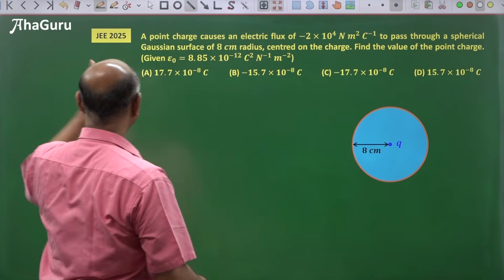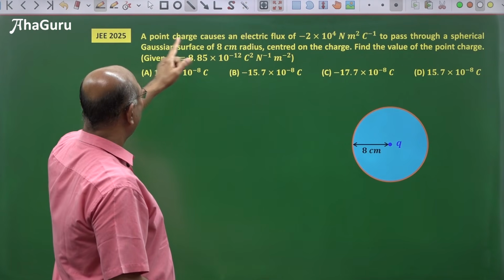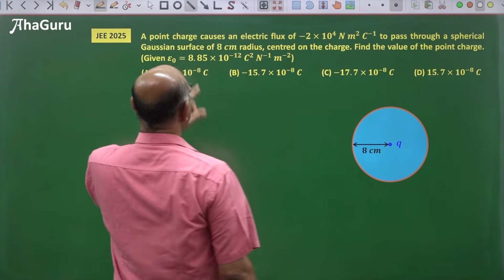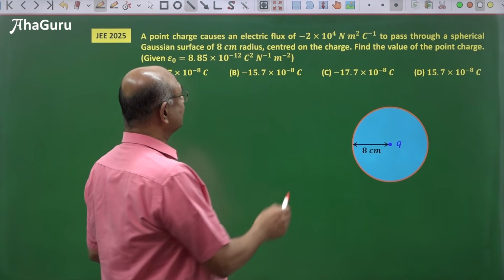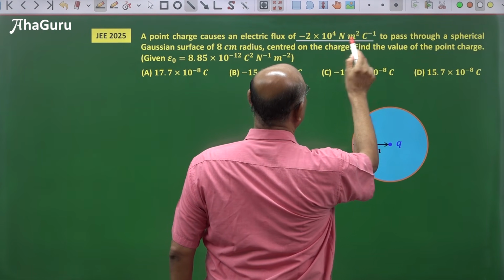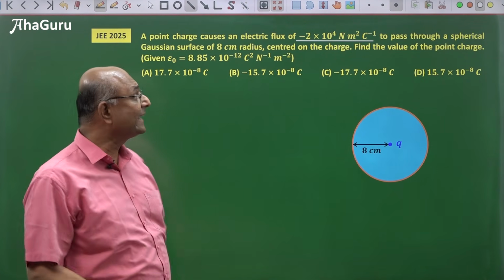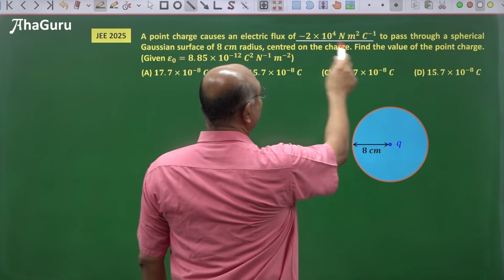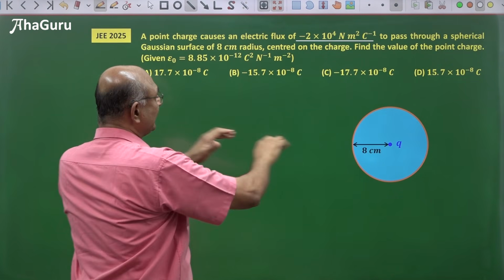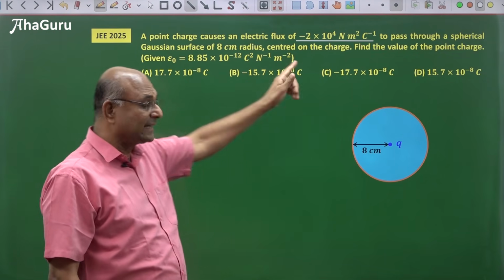Let us now look at this question that appeared in the JEE in 2025. There is a point charge Q that causes an electric flux of -2 × 10^4 Newton meter square per coulomb. So in SI units, notice it is negative. This electric flux passes through a spherical Gaussian surface of 8 centimeter radius, centered on the charge.